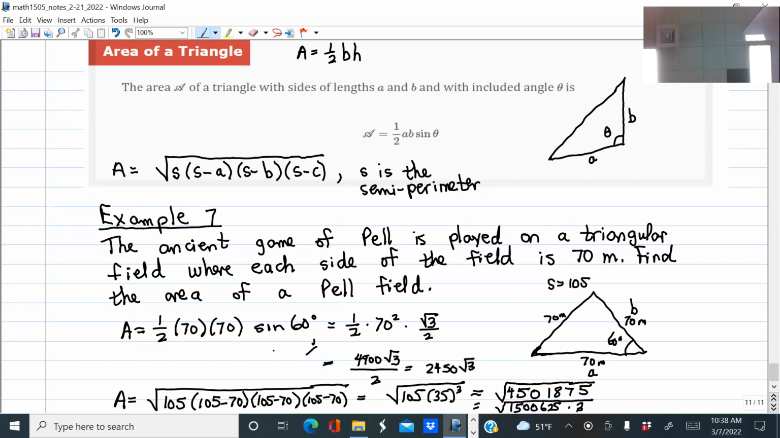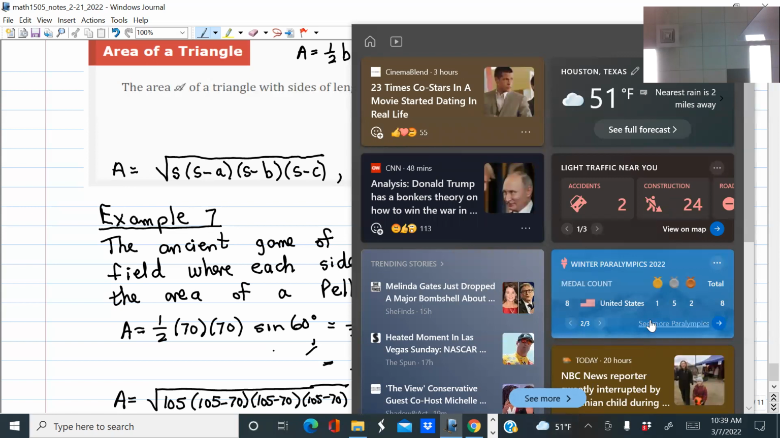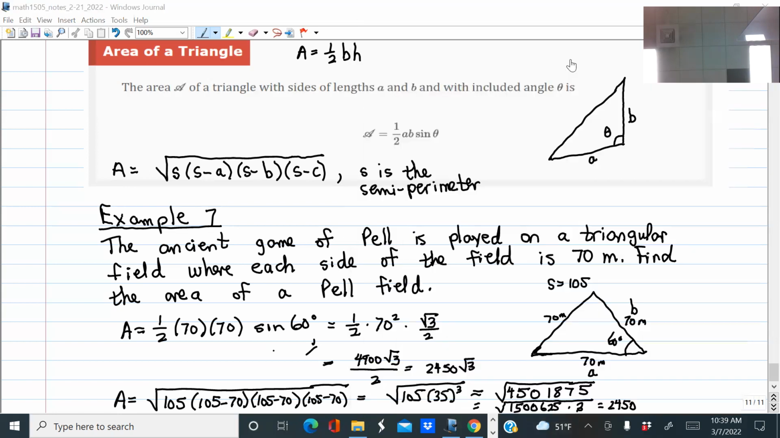1500625 I think is a perfect square. And what's its square root? Is it 2450? Yeah, square root of the big number, right? 1225.